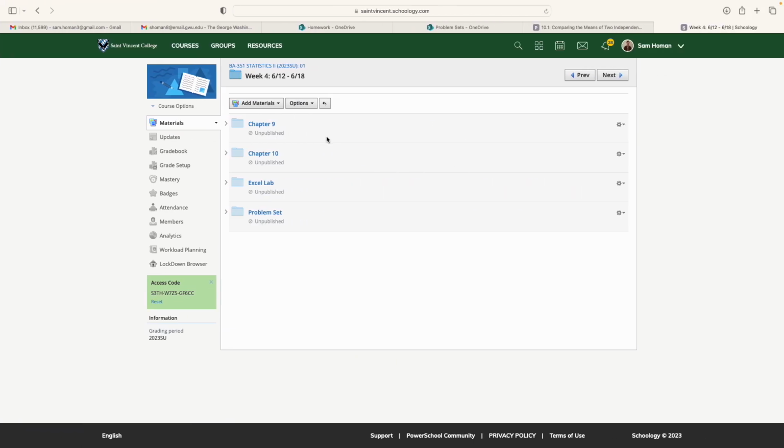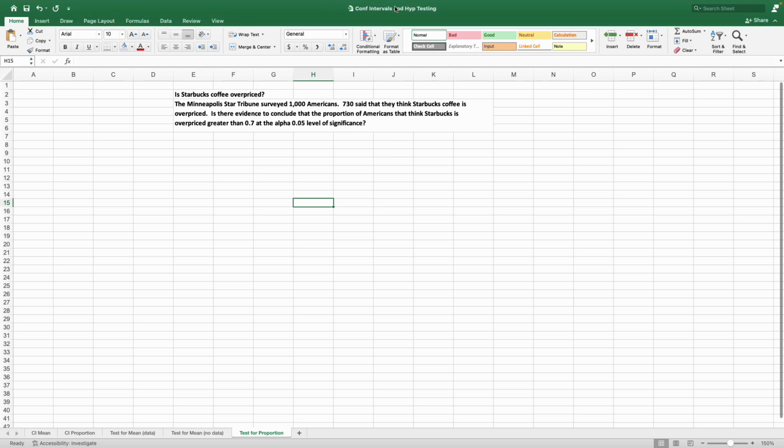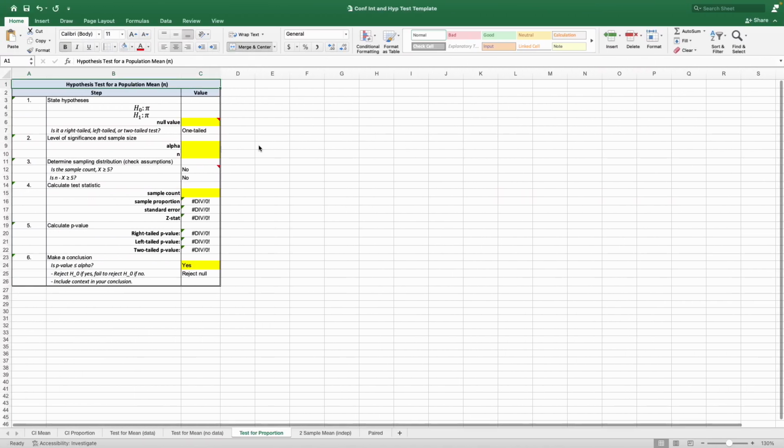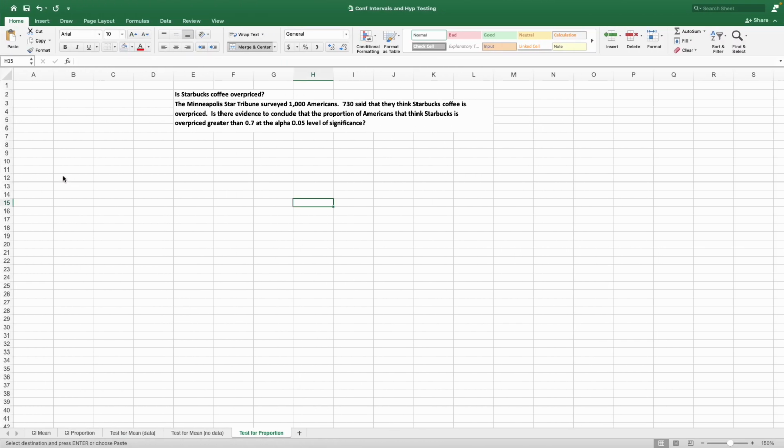So recall that in our Chapter 4 folder, if we go to the Excel lab, we can get these three files. So we have our templates and the confidence intervals, hypothesis testing for you to fill out through the videos, as well as that file all filled out with the solutions. So anyway, I've got this file open, confidence intervals and hypothesis testing to fill out. If we come over here, we've got the template. So notice I'm on the test for proportion template. So what I'm going to do is I'm going to right click, copy, go into this file and paste.